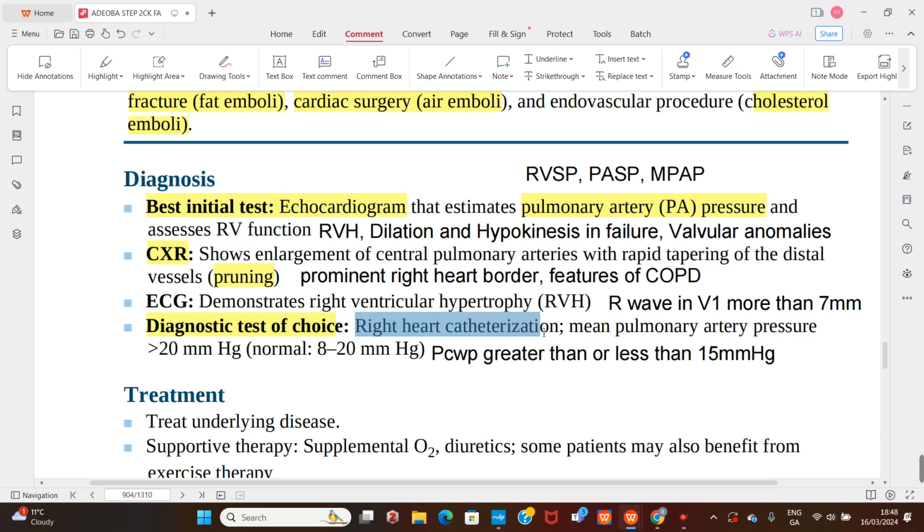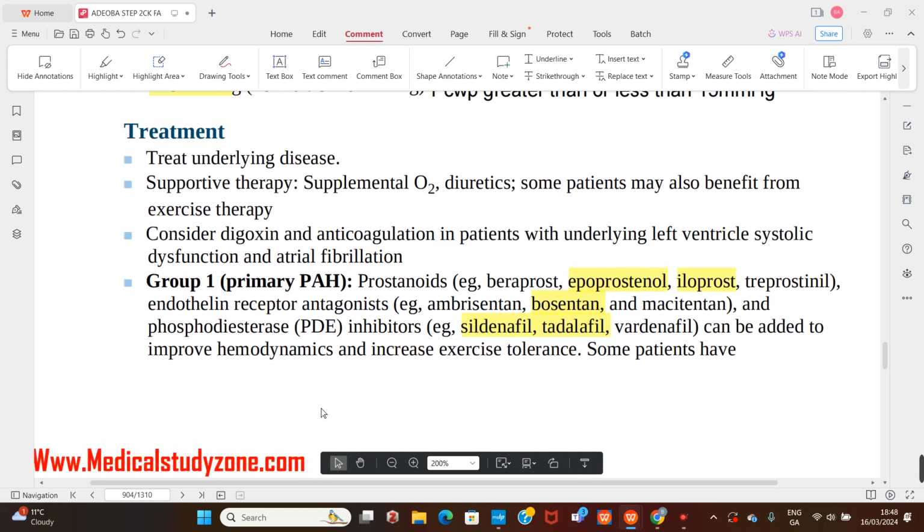It is right heart catheterization, because you're actually going inside. It's like an invasive process. So you are going in to detect that pressure. So right heart catheterization is the diagnostic test of choice, and the mean pulmonary arterial pressure will be more than 20 in them. So don't forget, when the PCWP is greater than 15, you want to think of group 2. When it's less than 15, it is the others.